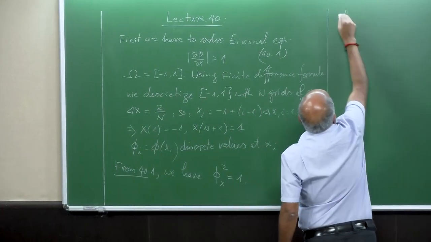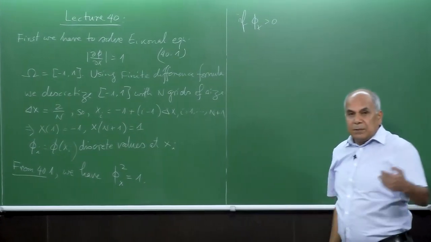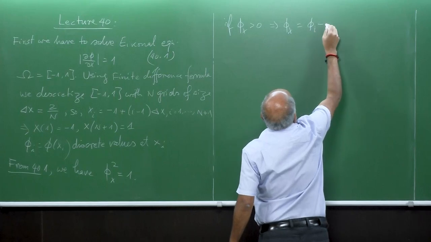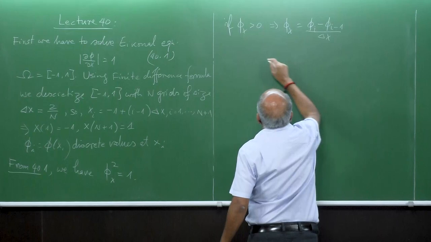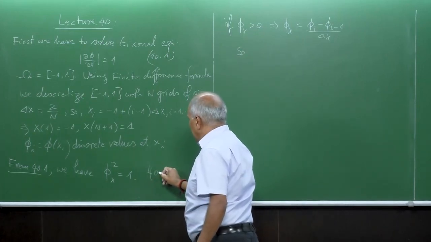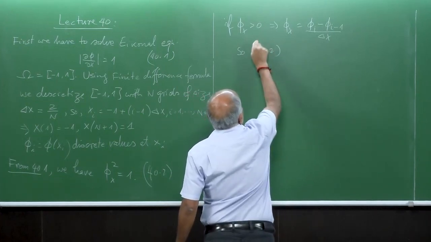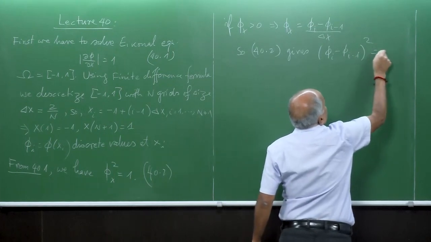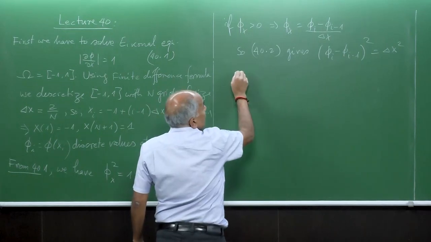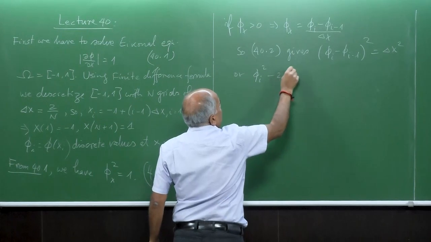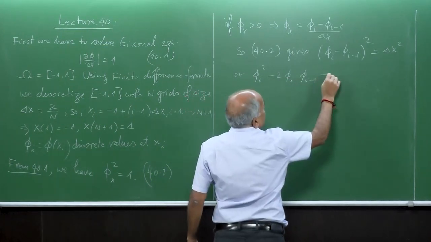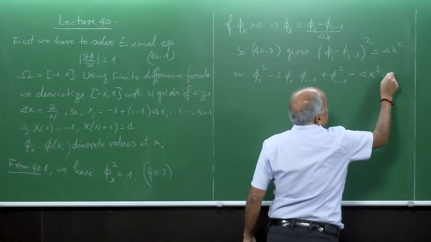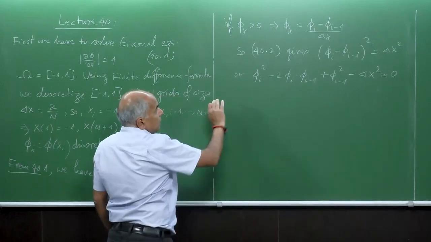Then if phi_x is positive, the information is coming from left to right, and we discretize phi_x as (phi_i minus phi_{i-1}) by delta x. So 40.2 gives (phi_i minus phi_{i-1}) squared is equal to delta x squared, or phi_i squared minus 2 phi_i phi_{i-1} plus phi_{i-1} squared is equal to delta x squared. Moving everything to one side, this is just a quadratic equation.